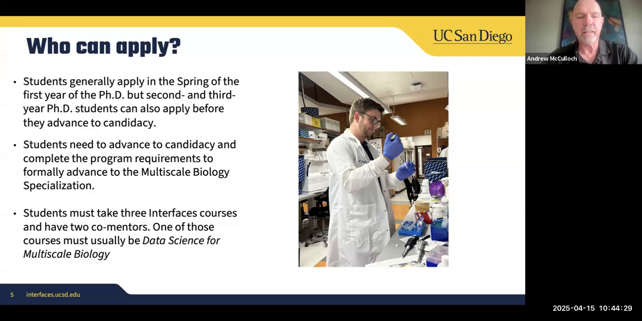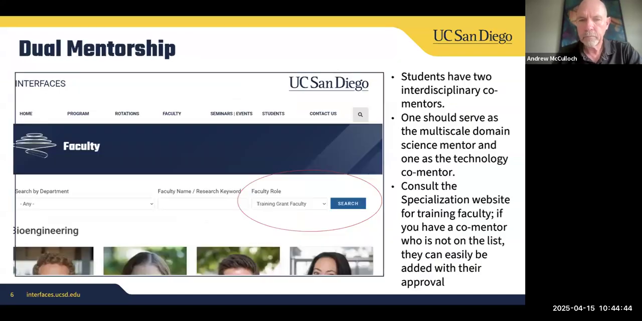You may have already taken a course that is substantially similar, and in that case, you can petition to use another one of our lab courses to fulfill that requirement. So an important feature of this program is that it's dual mentored. So students have 2 interdisciplinary co-mentors.